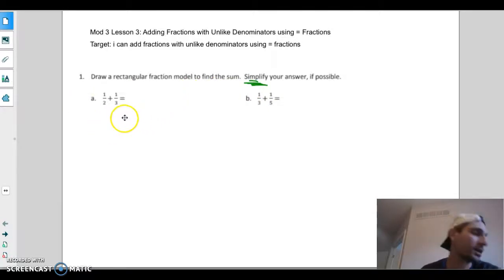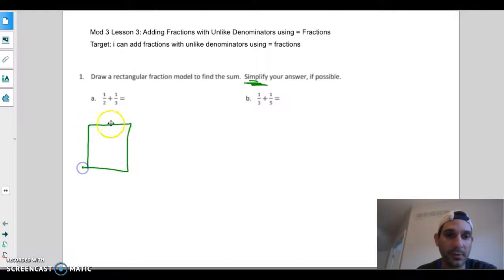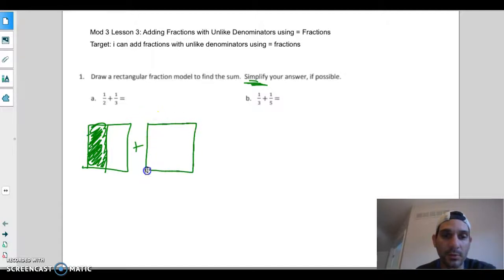Okay, so the first thing I have here is 1/2 plus 1/3. Now I've got to get equivalent common denominators, because you can't add fractions without equivalent denominators. So I'm going to take 1/2, cut it in half. Okay, got that? There's my 1/2. Then I'm going to add that to 1/3. So I'm going to take this, and then I'm going to do 1/3. Like the first one I go vertically, the second one I go horizontally. Okay, I'm going to color in 1/3.